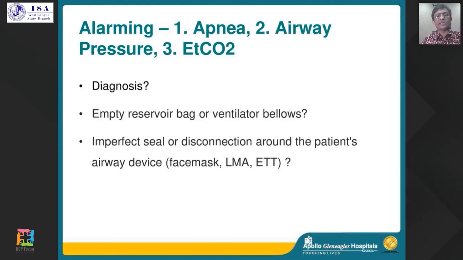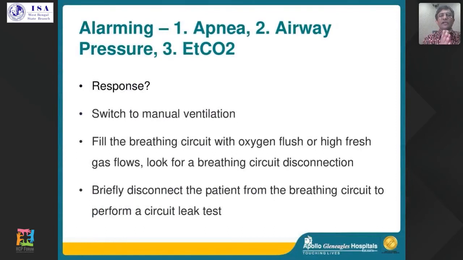Clinically, the first thing that you figure out is how is the movement of the reservoir bag and the ventilator bellows. Am I needing too high flows to ensure that the bellows are going up? The first thing to be ruled out is whether there is any disconnect or a leak at the patient airway end. If it is a face mask, very unlikely. Is the laryngeal mask airway leaking? Is the endotracheal tube leaking? Is there a disconnection over there? Has it possibly come out as well? So first you rule out those things, and then respond to it.